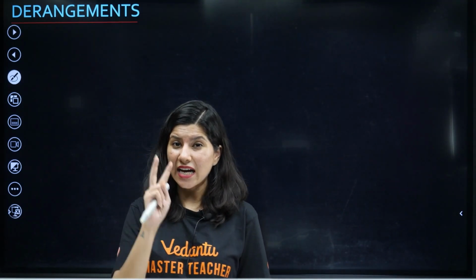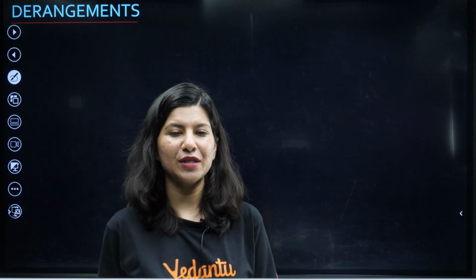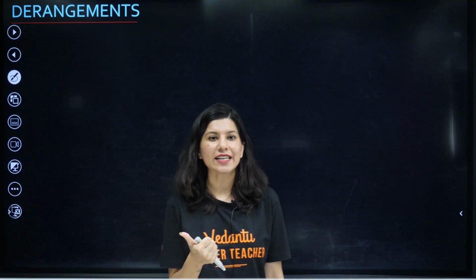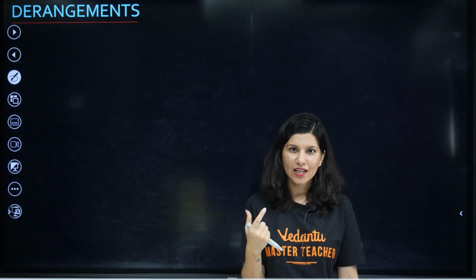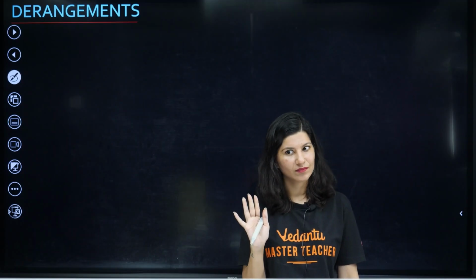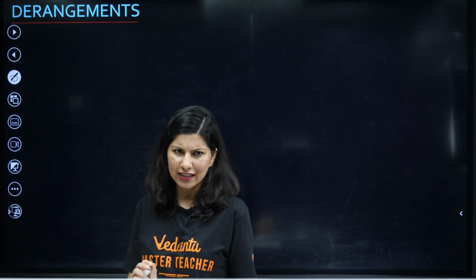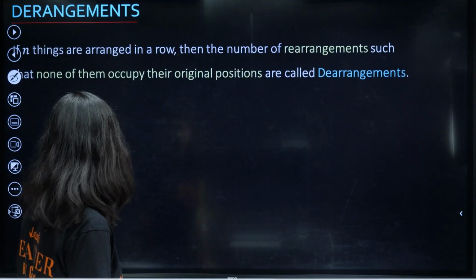Now we have the last two topics of permutation and combination: derangements and Beggar's method. Let's do it one by one. All right, let's focus on derangements.